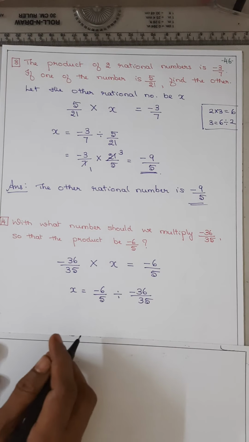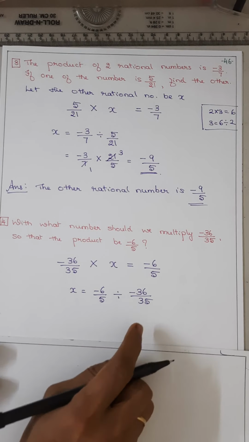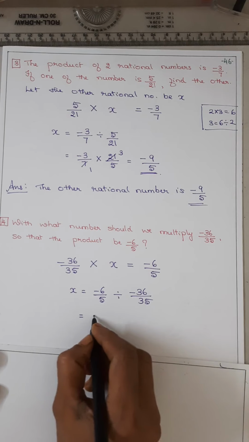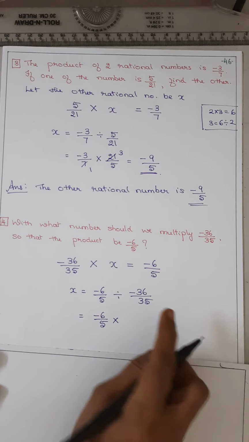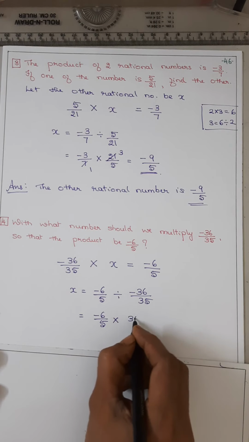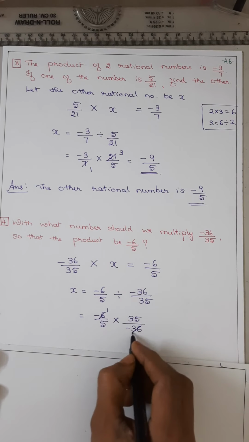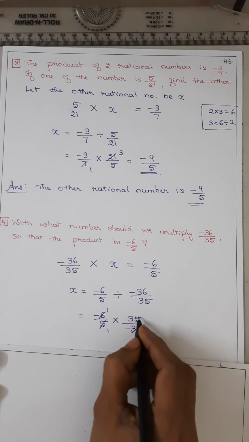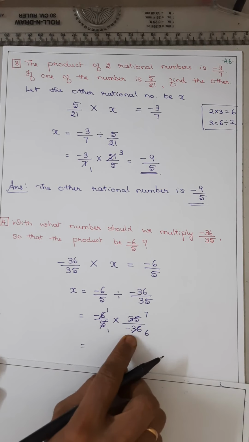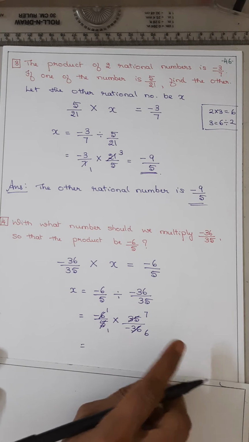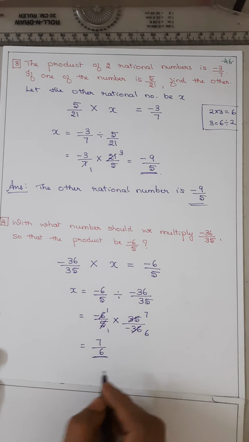Okay. So second number is equal to third number divided by the first number. Now ordinary division, minus 6 by 5 as it is. Division becomes multiplication. Now the reciprocal, 35 in the numerator, minus 36 in the denominator. 6 ones are 6, 6 sixes are 36. 5 sevens are 35. So here it is minus, here it is minus. So the final answer will be plus. 1 seven is 7, 1 six is 6. So what is the answer?